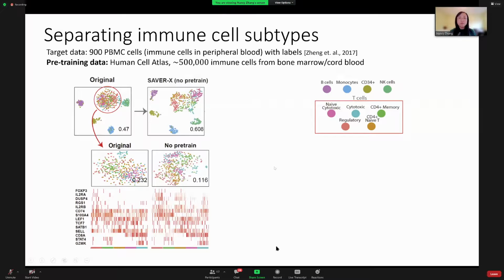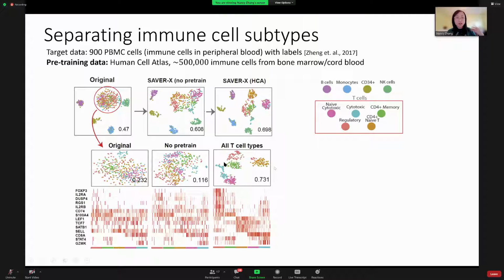So the first thing we did was apply this autoencoder algorithm to it without any pre-training. You only have 900 cells. Remember, this is a huge network, so the ratio of the number of data points to parameters is really small. So without pre-training, can you do better than the original? And actually, you are able to tease apart some of the cell types. I would say this looks better than that, but not much better.